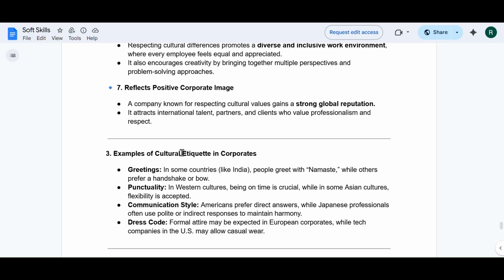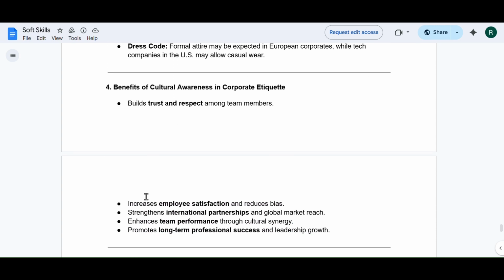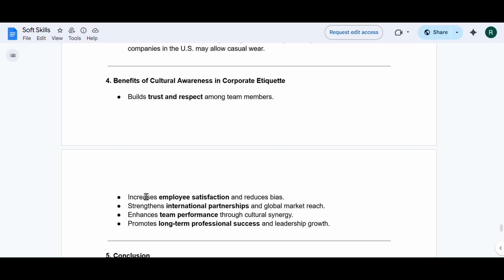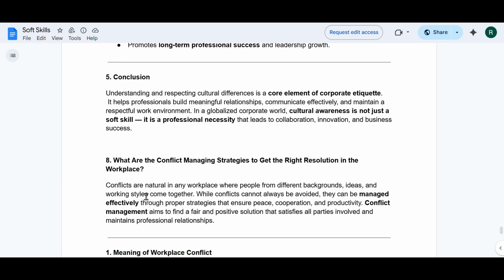So, what are examples of cultural etiquette in corporates? Greetings, punctuality, communication style, maintaining the dress code, all these things. What are the benefits of this cultural awareness in corporate etiquette? It builds trust and respect, and it relates to employee satisfaction also. Internal or international relationships would be better, it enhances team performance, and it also promotes long-term professional success. So that is about cultural differences and how we understand them.